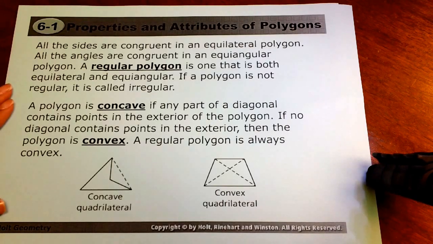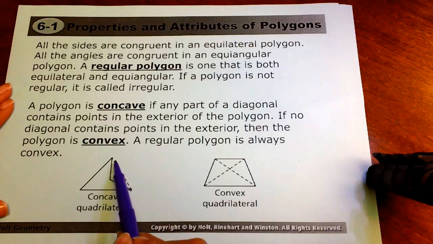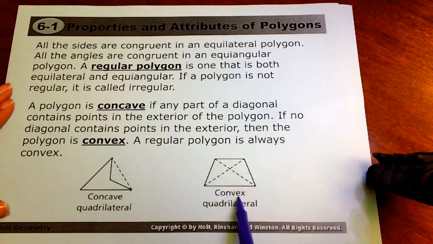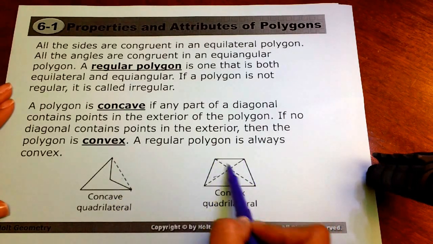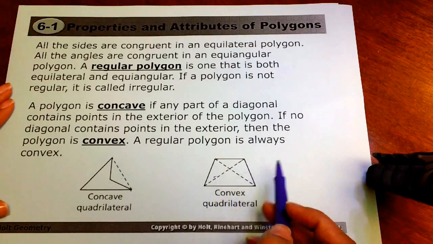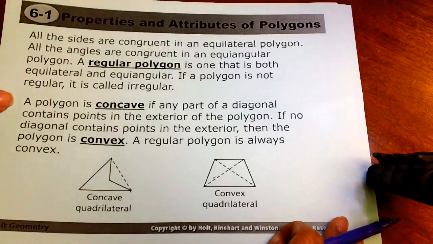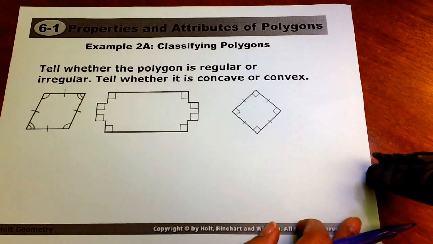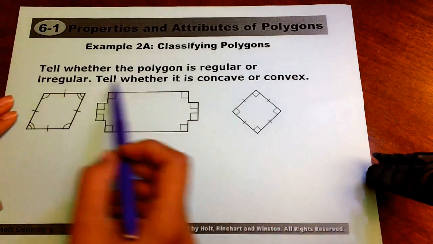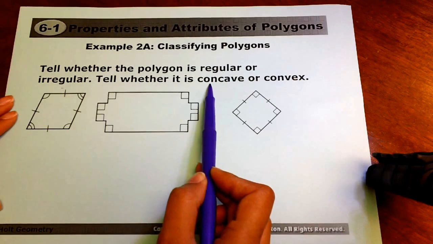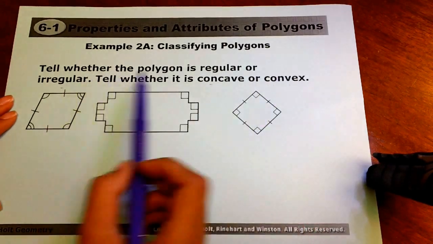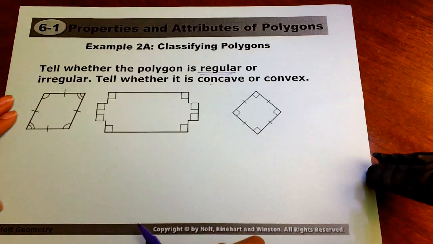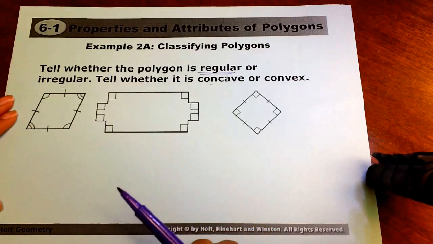So now we're talking about regular polygons. This is a concave polygon. Its diagonal from one vertex to the other is outside of the shape. If it's a convex polygon, then all of the shape's diagonals are going to end up within the shape. So we need to tell whether the polygon is regular or irregular, and then whether it's concave or convex. Regular polygons have the same sides and angles throughout, and irregular have something different.